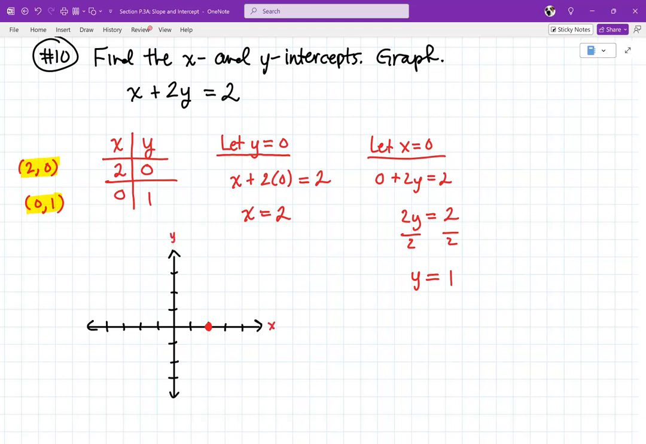So it's true. That is the x-intercept. It's right on the x-axis. And then the other point is 0, 1. That point goes right there, 0, 1. And notice that's on the y-axis. That's why it's called the y-intercept. All I've got to do now is connect the dots and I'm done.